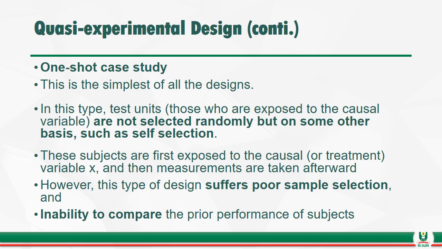This is the simplest of all the designs. In this type, test units are not selected randomly but on some other basis, such as self-selection. These subjects are first exposed to the causal treatment of variable X, and then measurements are taken afterwards. However, this type of design suffers poor sample selection, and there is inability to compare the prior performance.